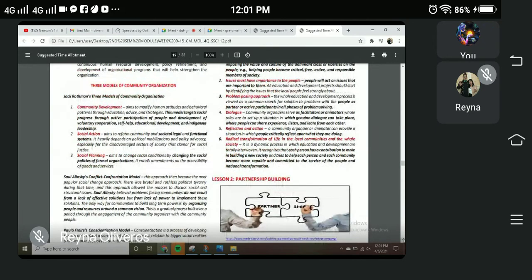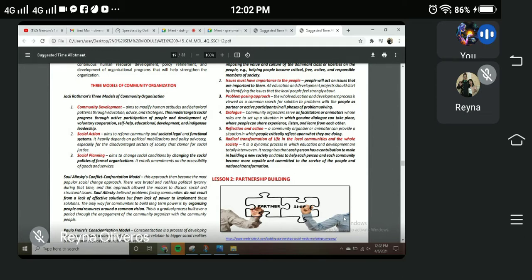It also covers Saul Alinsky's conflict confrontation model. According to this model, the approach became the most popular social change approach because there was a brutal and ruthless political tyranny during their time. And this approach allowed the masses to discuss the social structural issues.